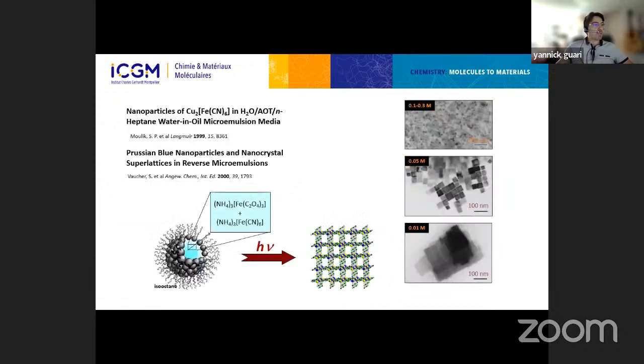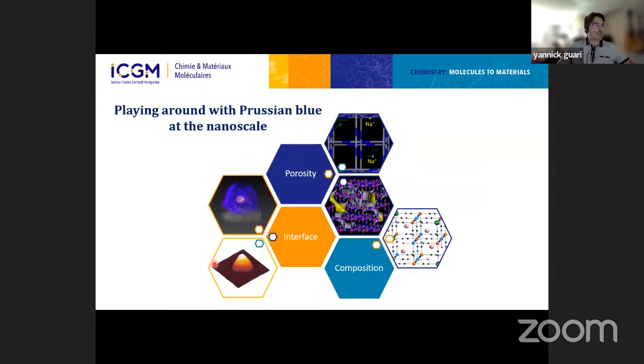So at the very beginning of this century, studies started to be dedicated to the synthesis of Prussian blue and Prussian blue nanoparticles analogues in microemulsions, which was the beginning of a new era in the research dedicated to Prussian blue, with now hundreds of publications dedicated to the synthesis and use of Prussian blue at the nanoscale that will be the subject of my presentation.